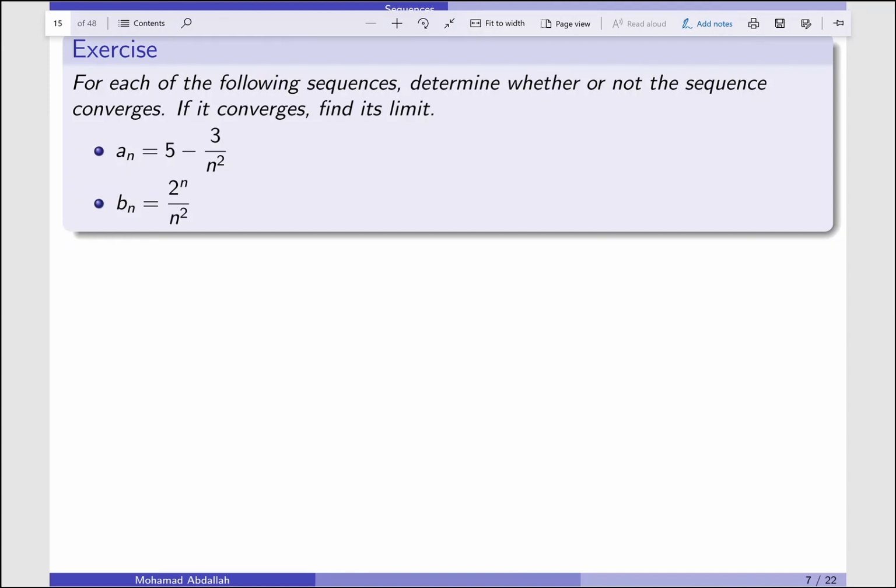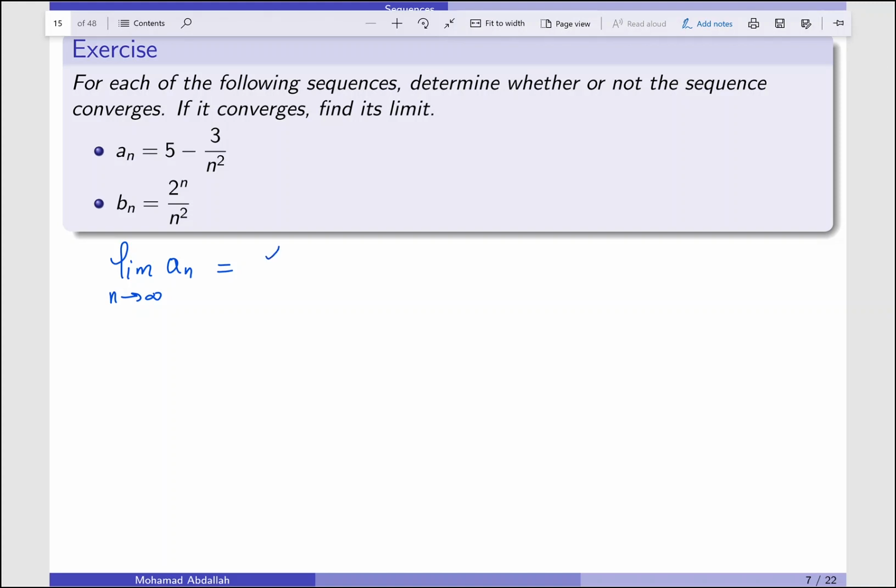Let's take a look at these examples, and I'm going to be using the same properties that we had in the previous slides. So for this one, the limit of a_n when n approaches infinity. Why am I trying to do this? Because the question is to determine whether the sequence converges. So I have to take the limit when n goes to infinity. Now, if my answer is a finite number, then it's convergent. Otherwise, I will say it's divergent.